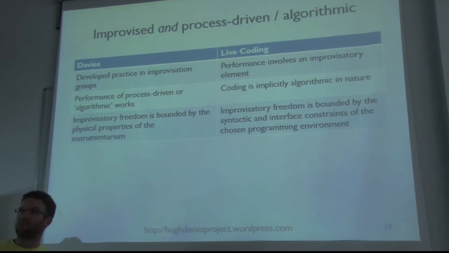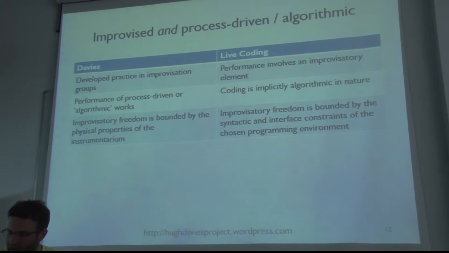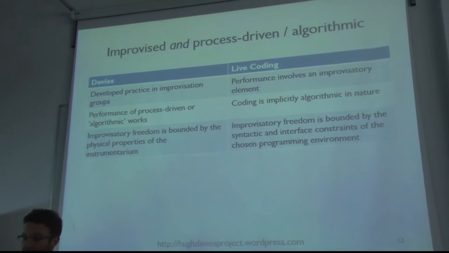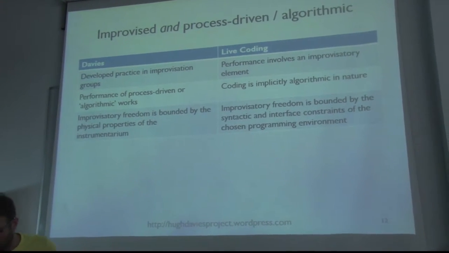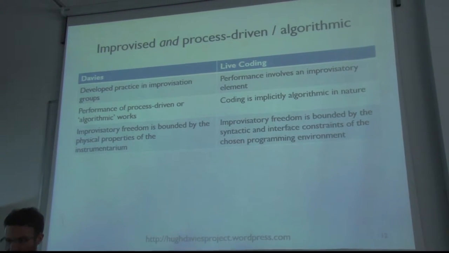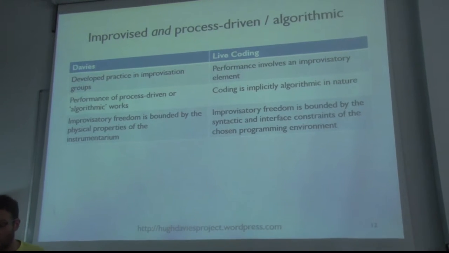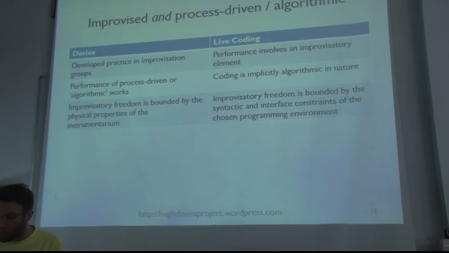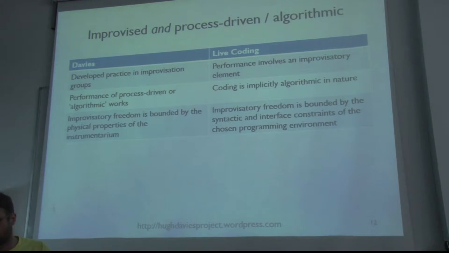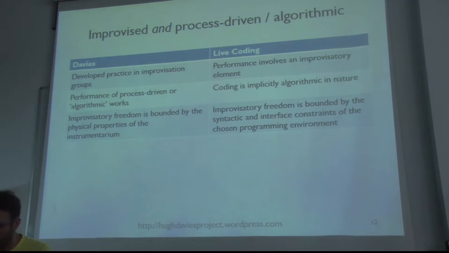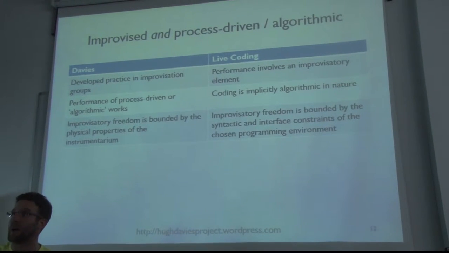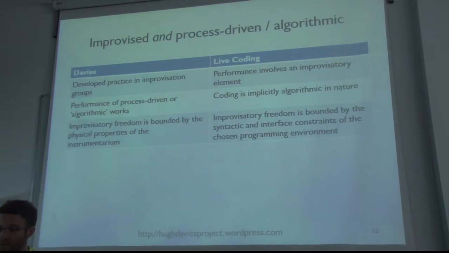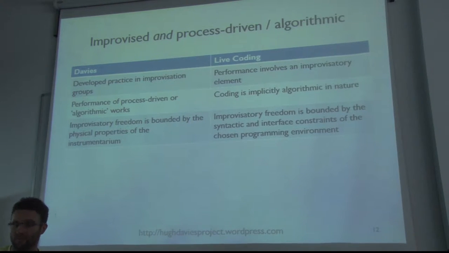The third point of similarity that I'd like to suggest is that both Davis's practice and live coding involve improvised, semi-improvised, and process-driven, that is, algorithmic, aspects. So in live coding, it's perhaps self-evident that there are algorithmic processes at work, and live coding, as we've heard in some of the other talks and witnessed in the performances, also involves an element of improvisation as code is modified in response to ongoing developments in the music and in the audience's reactions to it and so on. So Davis's practice similarly included improvised and, if you like, algorithmically driven elements.